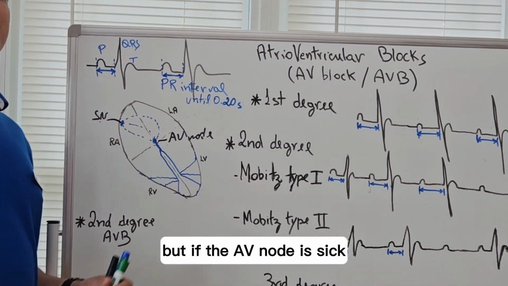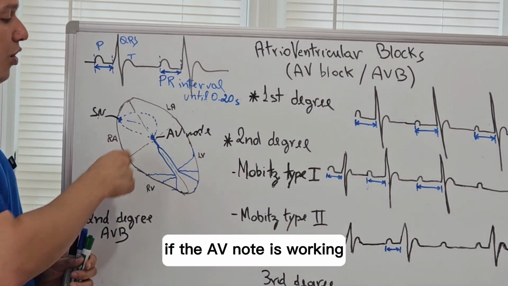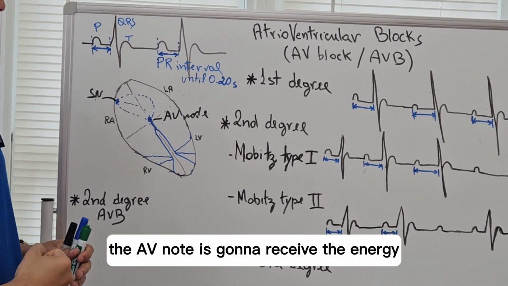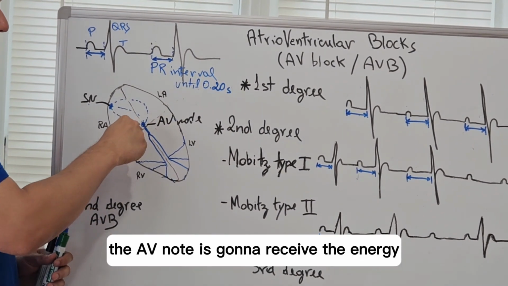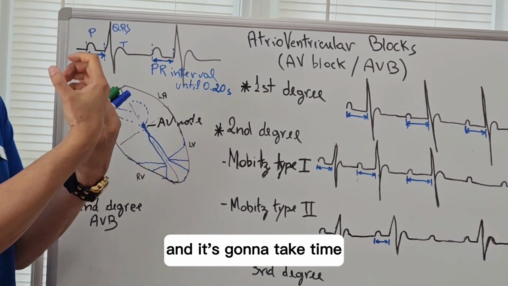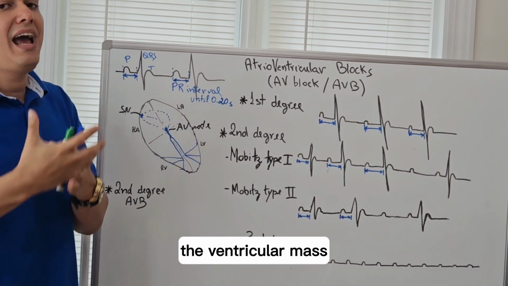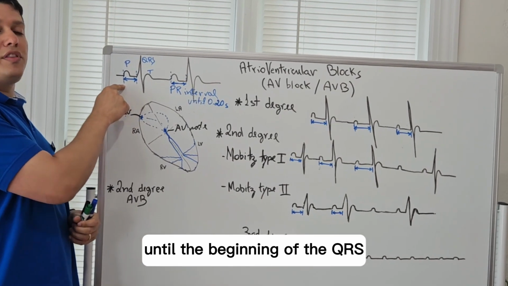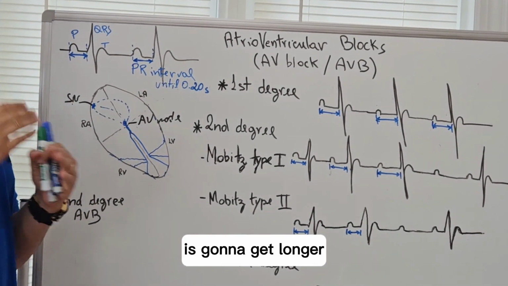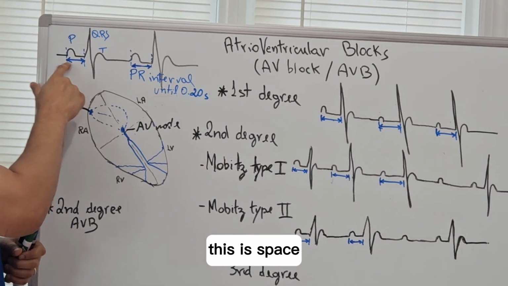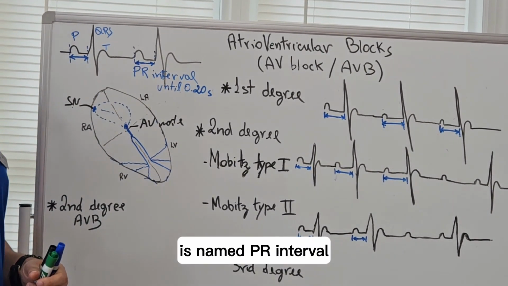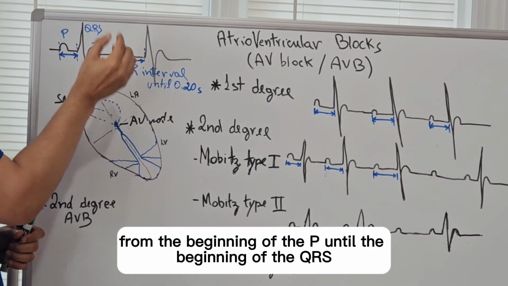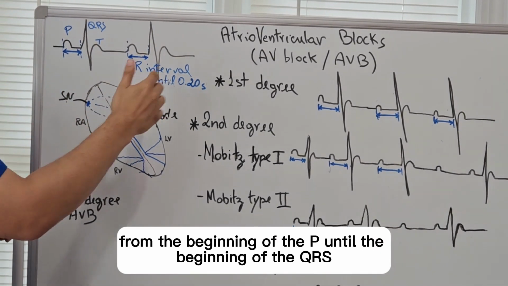But if the AV node is sick, if the AV node is working lazier, what's going to happen? The AV node is going to receive the energy and it's going to take time until the energy arrives at the ventricle mass. And this space between the beginning of the P until the beginning of the QRS is going to get longer. What is this space? This space is named PR interval. P wave, QRS. From the beginning of P until the beginning of the QRS.